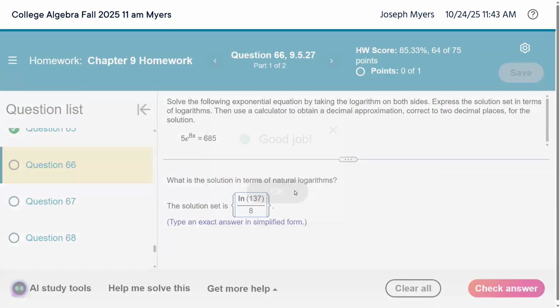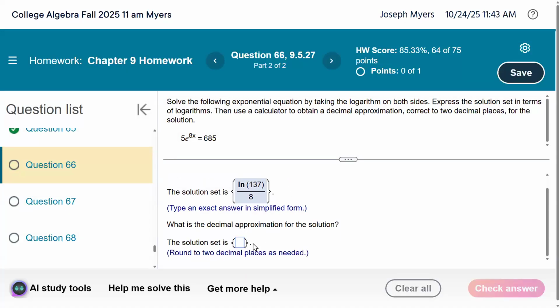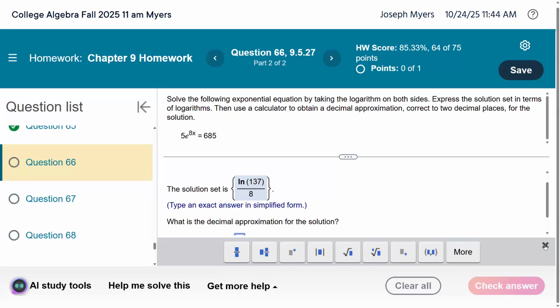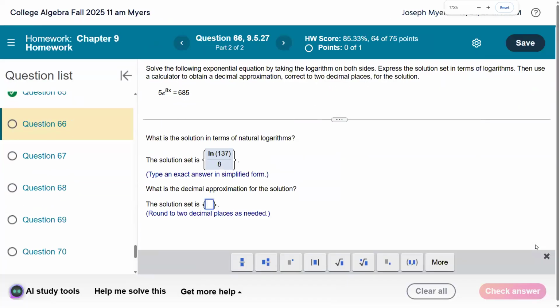Okay, it is right. And then you have to do a decimal form of it. That's boring, but I guess I can do it. In fact, I hate decimal forms because that's just busy work. ln 137. Clear, wait, forgot to clear first. ln 137 divided by 8 is equal to point. Okay, there we go. It's 0.61. So 0.61. Yeah, there we go. Good job.